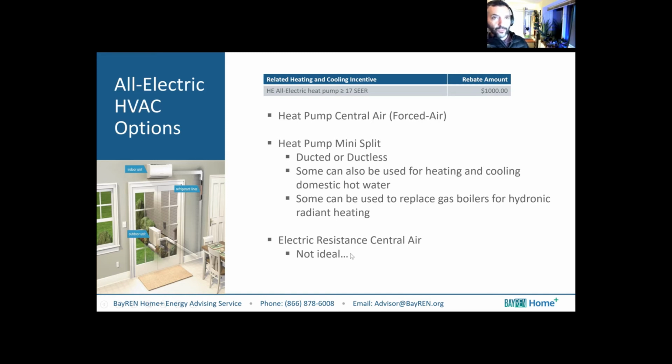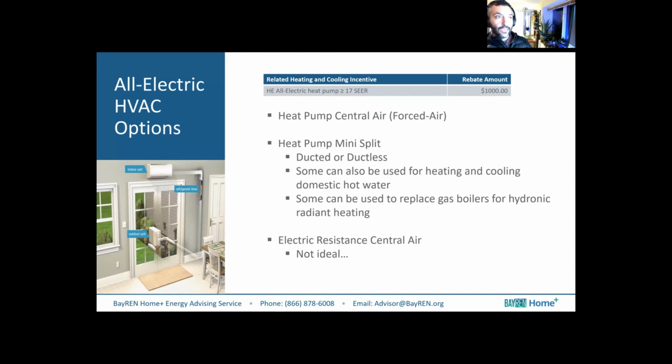New to us, but not new to them. Electric resistance central air, stay away from it. Electric resistance anything: hot water heaters, stovetops, cooktops. They're 100% efficient, meaning 100% of the energy they consume is converted to heat. If you look at heat pumps, they're about 4 times more efficient.